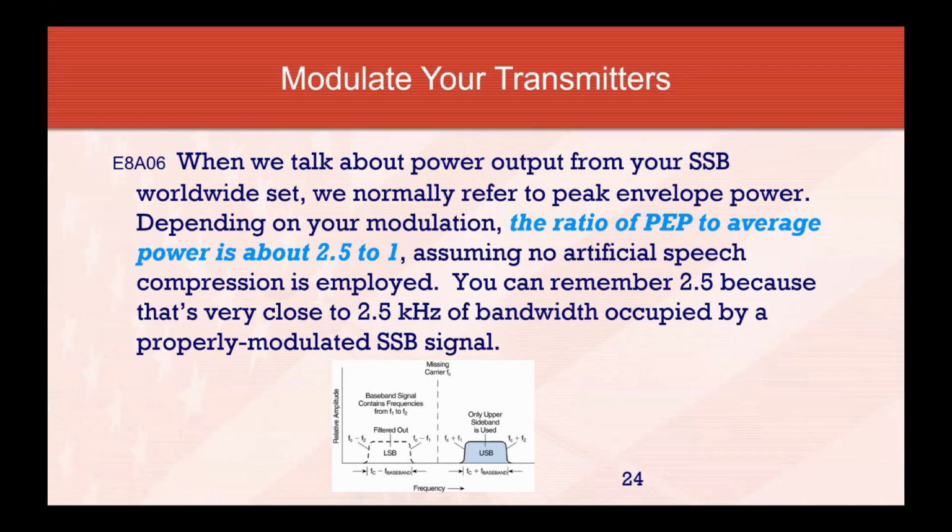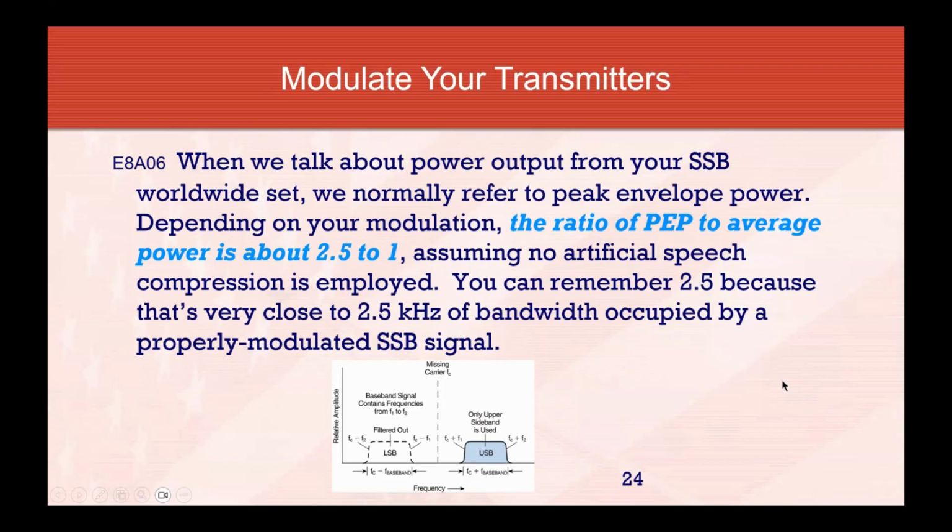Depending on your modulation, the ratio of PEP to average power generally is about 2.5 to 1. That's a generalization, of course, but it's pretty close. They suggest remembering 2.5 because it's close to the bandwidth for voice. Voice is normally limited to 3 kilohertz, so I guess 2.5 kilohertz is close to 3. And if you can remember it that way, by all means. But the ratio of PEP to average is about 2.5 to 1. That's the actual answer to the question.